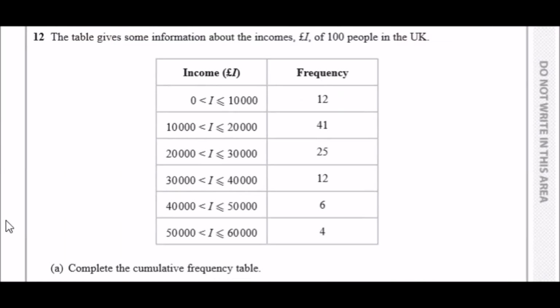The table gives some information about the incomes, in pounds, of 100 people in the UK. So we're given the amount of money. 12 people earn under £10,000, whereas 41 people earn between 10 and 20k. It seems that the bulk of people earn about this amount, which is actually realistic, whereas only very few people earn over 50k up to 60k.